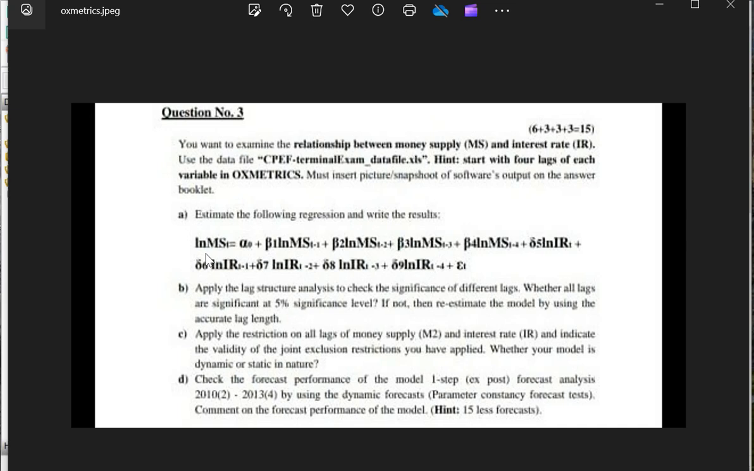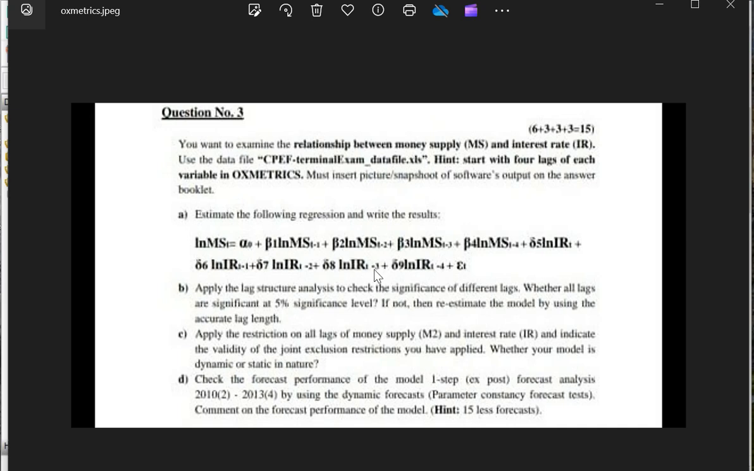So first of all, we need this equation, this model, in our OxMetrics. So how to bring this? LNMS means log of money supply, and there are the 4 lag terms of money supply as well. Ln means natural log of IR, and 4 lag terms of the IR as well, and epsilon t is the error term.